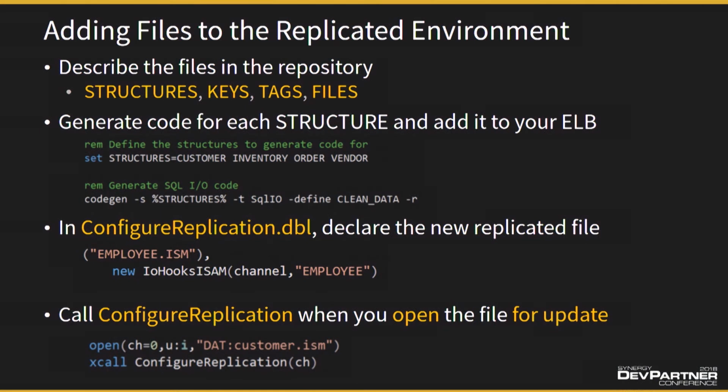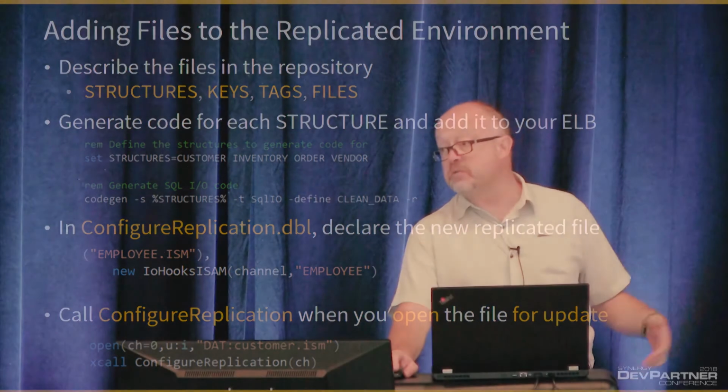Okay, let's move on because I don't want to take up too much time. In terms of setting up your replication environment, you do need a repository because it is based on code generation. You need basic structures, fields, keys, and tags if you've got multi-record files to discriminate between record types, and files defined. You then just simply generate the SQL connection code for each of your structures. Very similar to what you'll be seeing tomorrow.